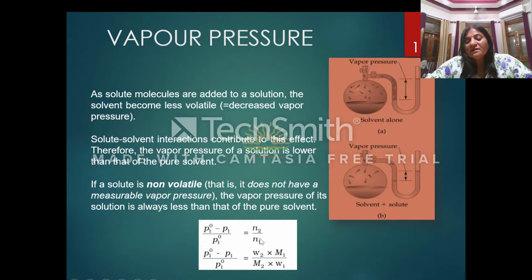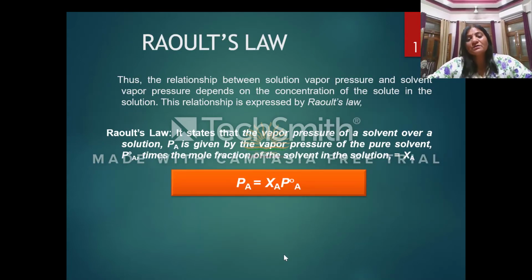When we equalize the equation, then it is W2 into M1 upon M2 into W1. This formula of the lowering of vapor pressure is important for the numerical calculations. Raoult's law. This law is also important for the theoretical question, although this chapter is numerical based, but some theoretical questions may come from Raoult's law, deviation from Raoult's law, ideal solutions and non-ideal solutions.